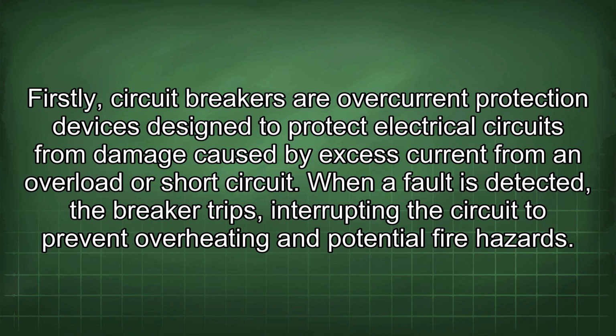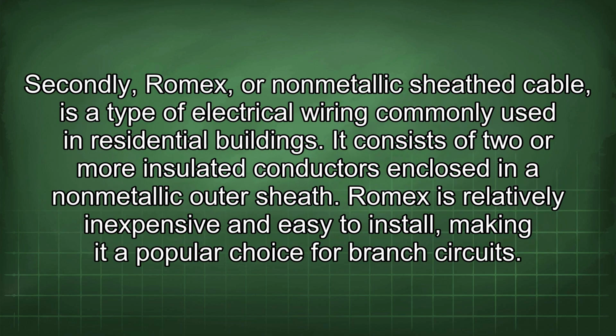Firstly, circuit breakers are overcurrent protection devices designed to protect electrical circuits from damage caused by excess current from an overload or short circuit. When a fault is detected, the breaker trips, interrupting the circuit to prevent overheating and potential fire hazards. Secondly, Romex, or non-metallic sheathed cable, is a type of electrical wiring commonly used in residential buildings. It consists of 2 or more insulated conductors enclosed in a non-metallic outer sheath. Romex is relatively inexpensive and easy to install, making it a popular choice for branch circuits.